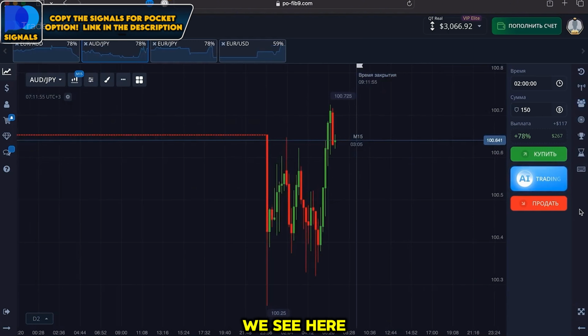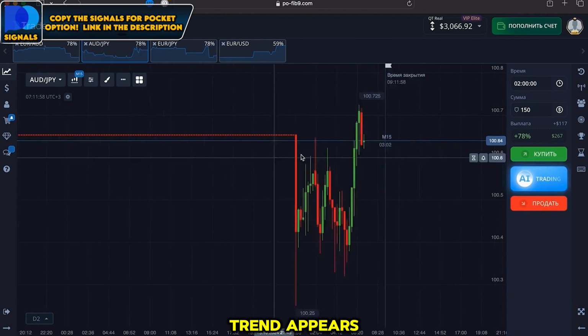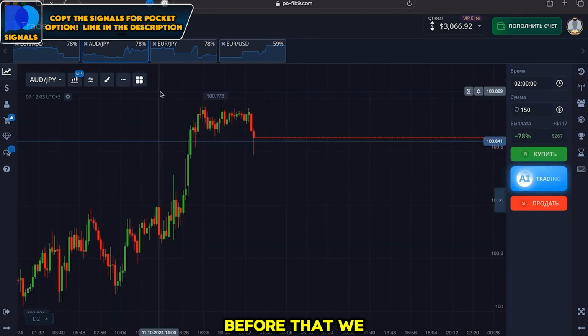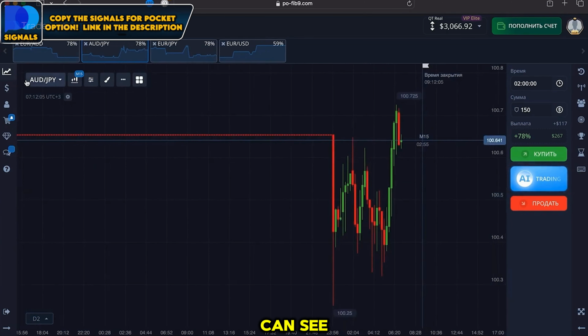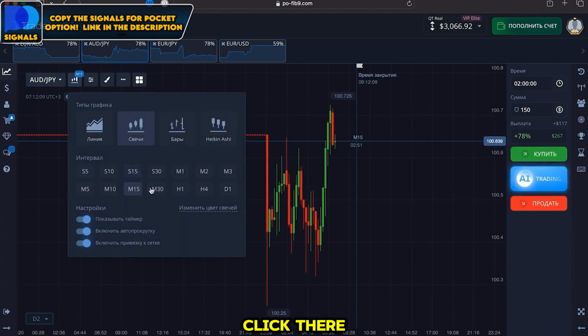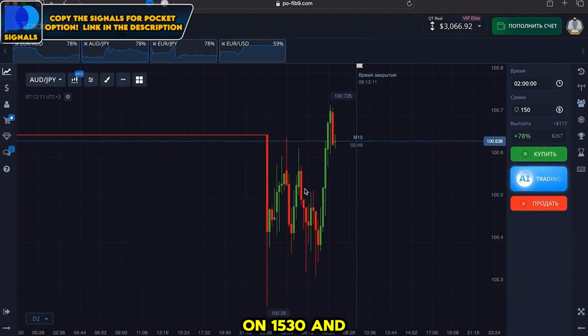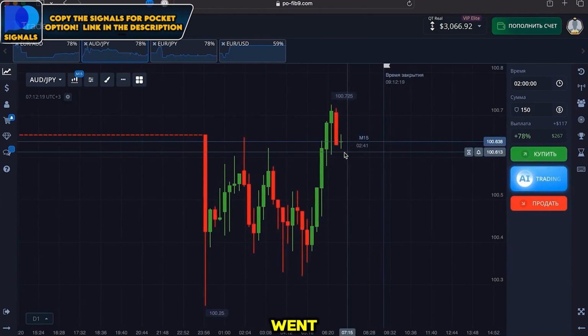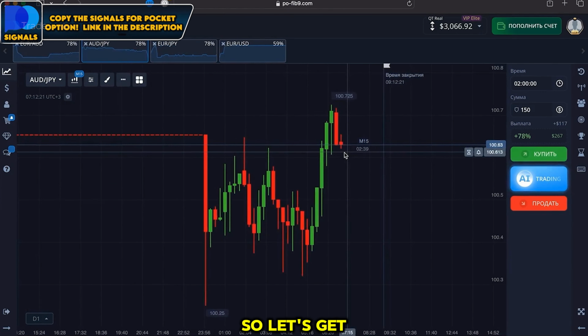And what do we see here? For us, as soon as a trend appears, we can even roll back and see what the trend was before. Before that we had an upward trend. As you can see, you can also look at it yourself, it doesn't take long. Just quickly click there, for example, on 1530. And you can already see what we had last week. On weekends, our untested pairs are closed, so those who didn't have time, who don't know how this trend went, you can take a look. And so, let's get started now.